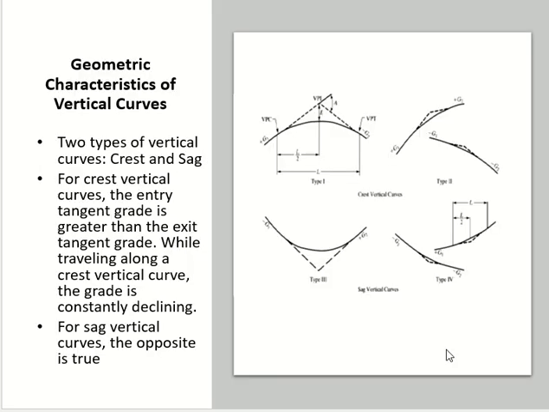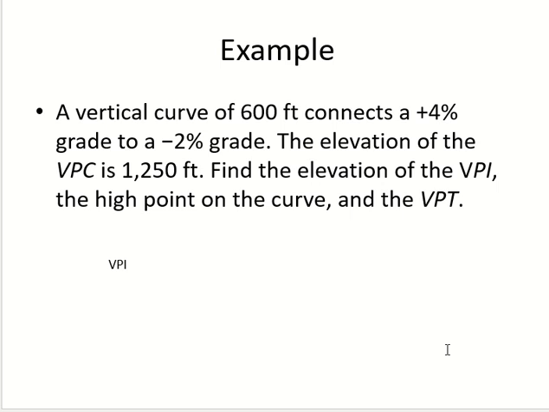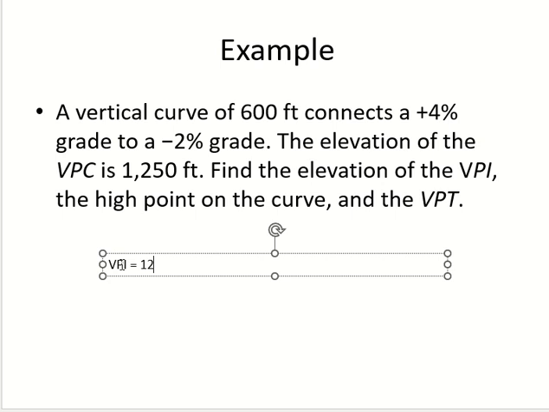figure, I am at VPC. I know the elevation of VPC. I am going to VPI. Between them, the gradient is G1. Between them, the distance is L by 2. So I know the initial elevation, I know the distance, I know the gradient. So VPI elevation is VPC, which is 1250 plus. Why plus? Because the first gradient is upward, so I'm going up.